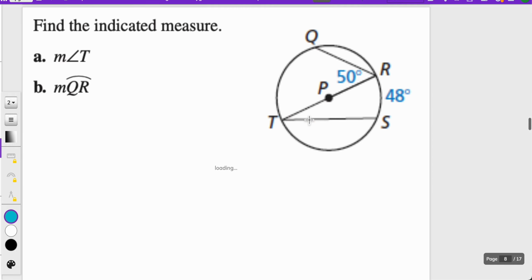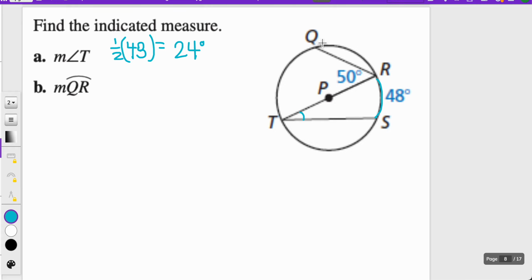Let's go ahead and try some together first, and then you can try some on your own next. The measurement of angle T is here, and what we want to do is find the intercepted arc. So the arc that is intercepting right now is arc RS. To find this, I would just take 1/2 of the intercepted arc, which would be 48. So angle T is going to be 24 degrees.